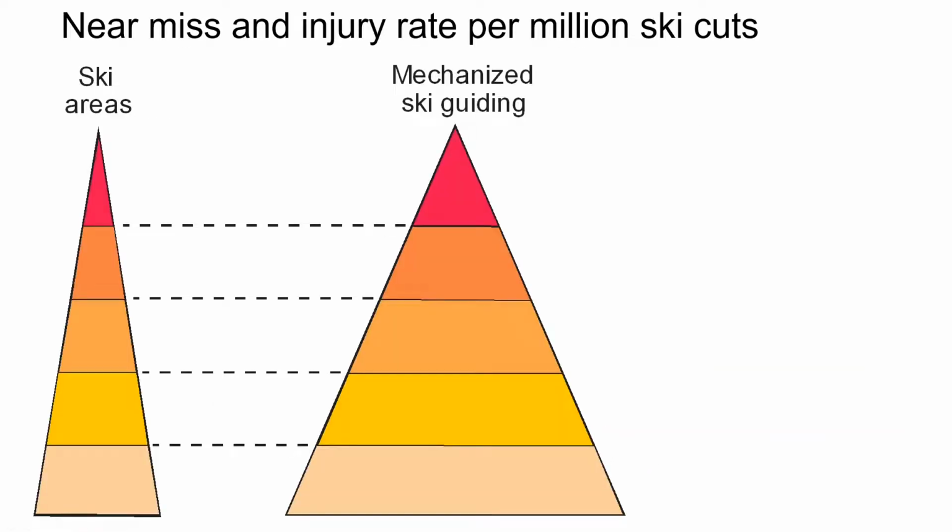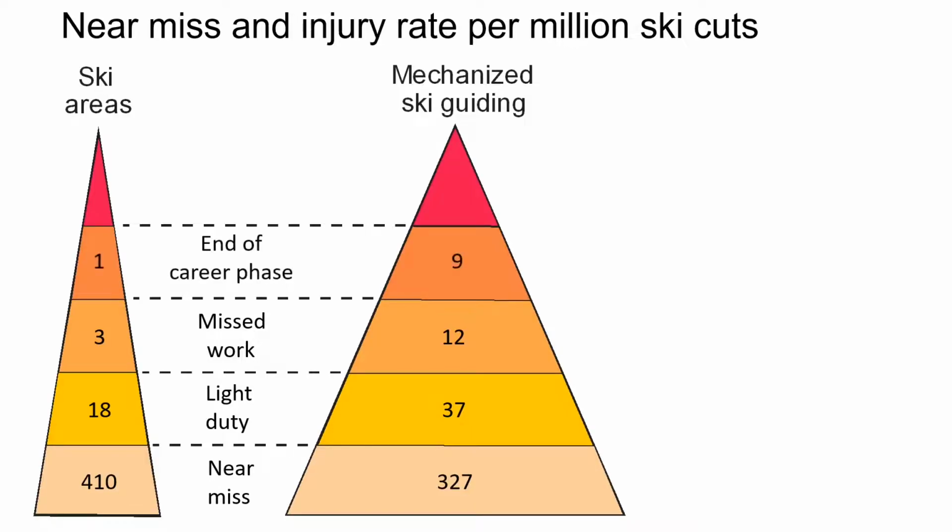Okay, it's time to talk about the risk of injuries. Here are the risk triangles for ski area practitioners and for guides in mechanized skiing. Starting at the bottom, there are about 300 to 400 near misses per million ski cuts. For injuries that result in light duty, there are about 18 and 37 such injuries per million ski cuts. For injuries that result in missed work, there are about 3 and 12 such injuries per million ski cuts. For injuries that end a career phase, there are about 1 and 9 such injuries per million ski cuts.